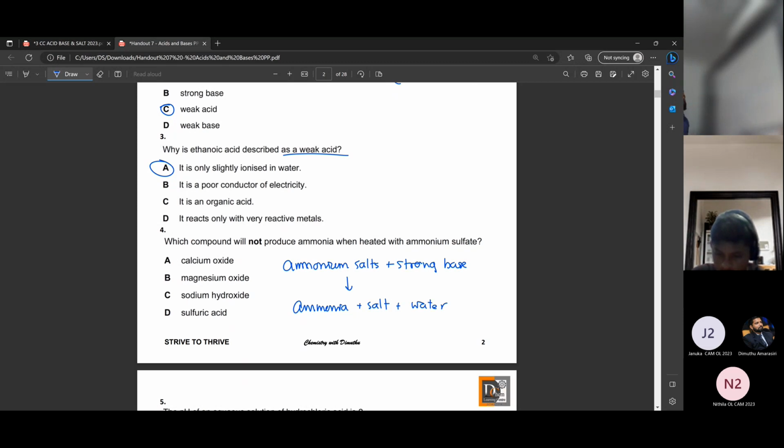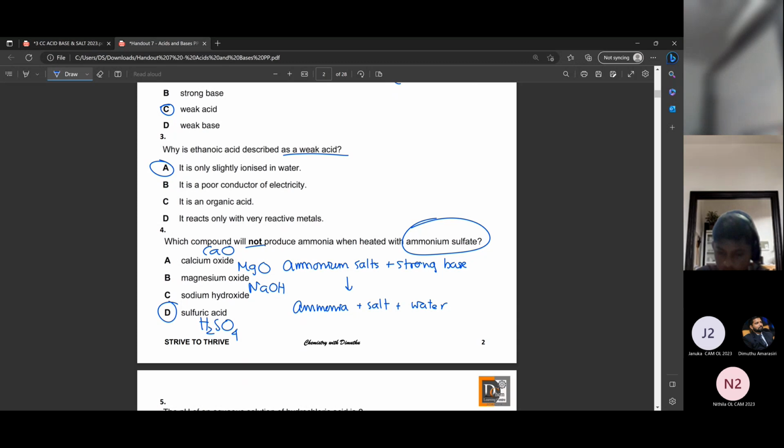So what kind of a substance should react with ammonium sulfate? A strong base. So let's see the strong base. This is calcium oxide. This is magnesium oxide, a base. Sodium hydroxide is a base, and all of them are good bases. And sulfuric acid is an acid. It doesn't react with ammonium sulfate. So it is the answer if we ask which does not produce ammonia.